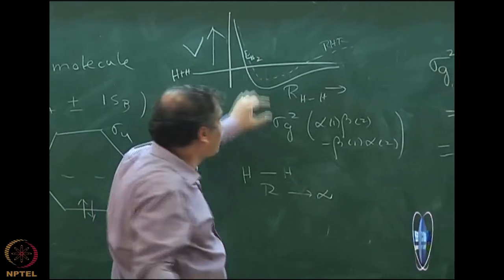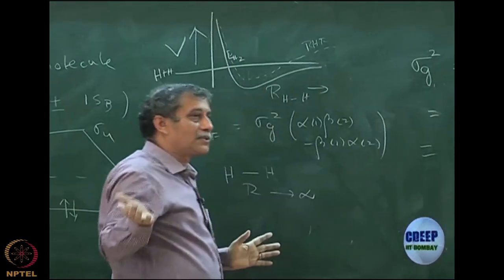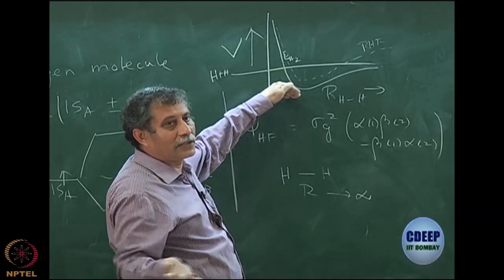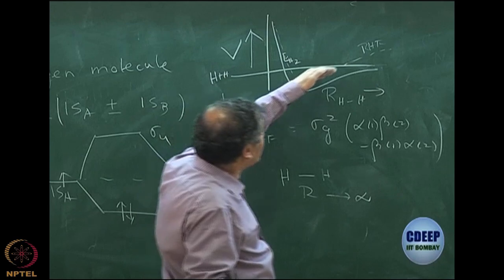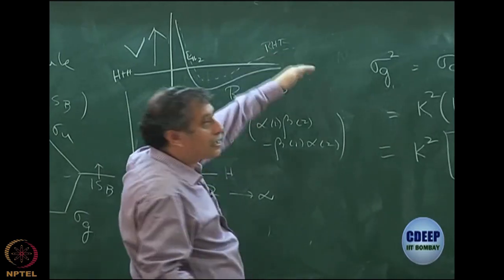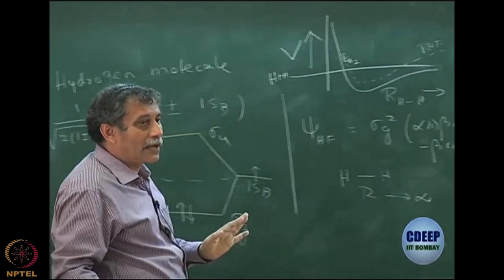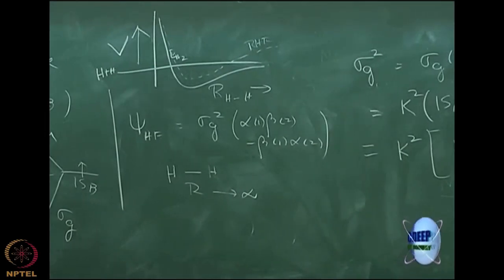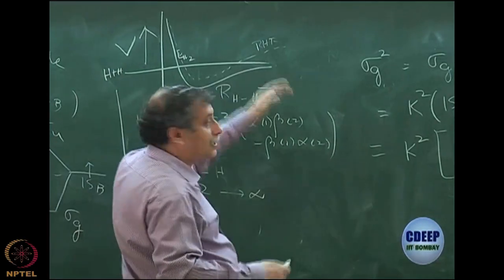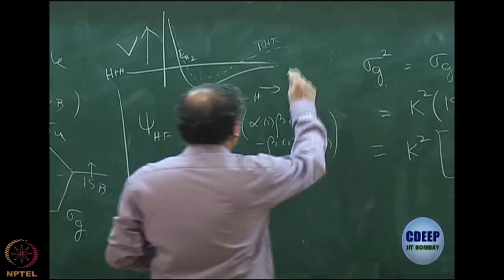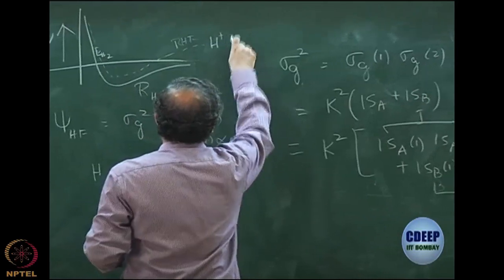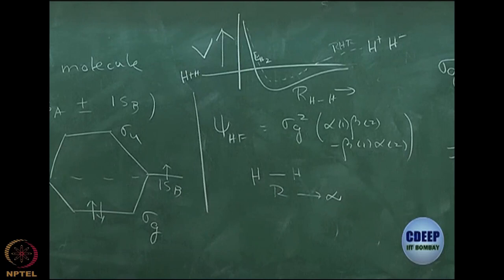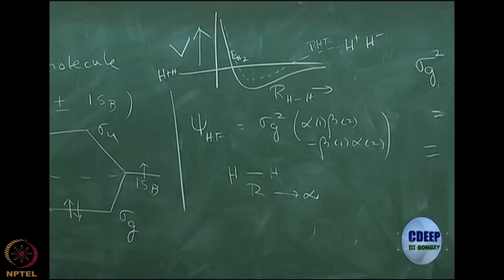That is something that you expect because this is an approximation. And by variation theorem, you expect that this should be higher than this. So that's also fine. But what is important is that qualitatively, it does not approach this. And that is a serious problem because then it actually predicts a wrong separation. In fact, what it approaches is quite close to H plus H minus. In fact, if you do an excited state, both of them converge to the same number at large distance.